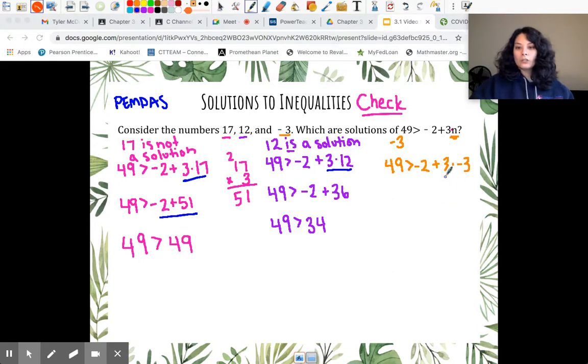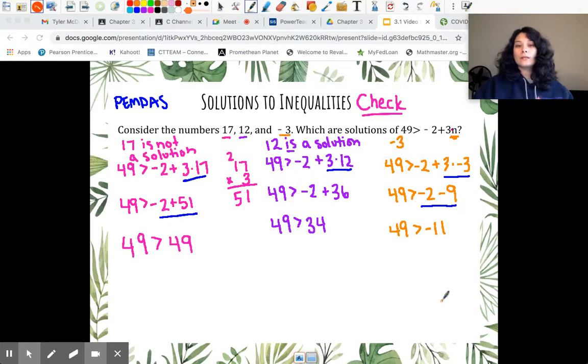Following order of operations, I'm going to multiply first. Again, I can do that in my head. Negative 2 just comes down. 3 times negative 3 gives me a negative 9. Next thing I do is subtract. But because their signs are the same, I'm actually going to add the two numbers together and just match the negative sign. 9 plus 2 is going to give me 11, and it's going to be a negative.